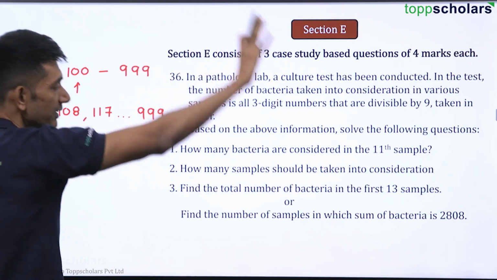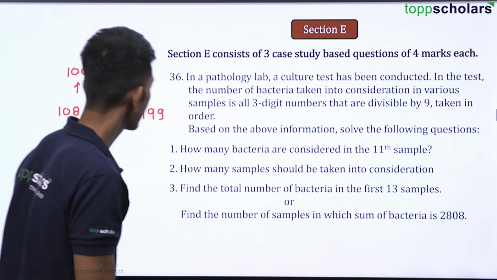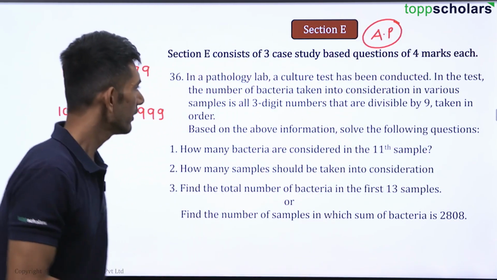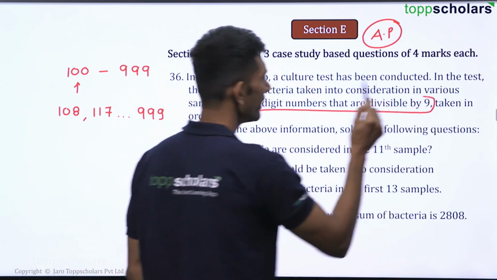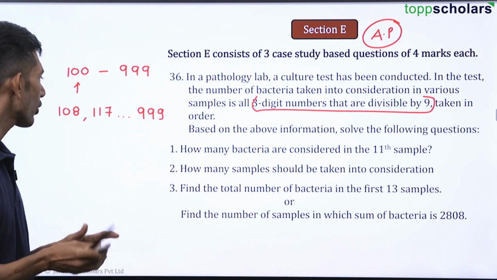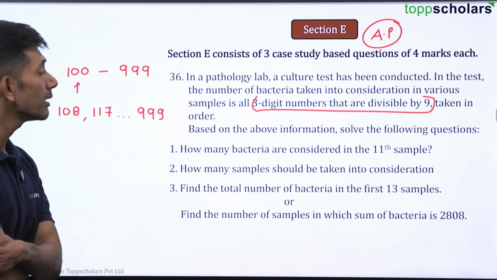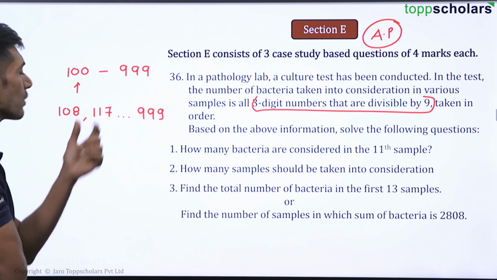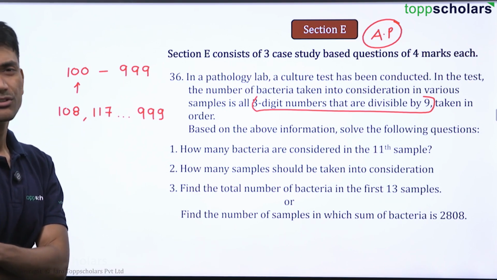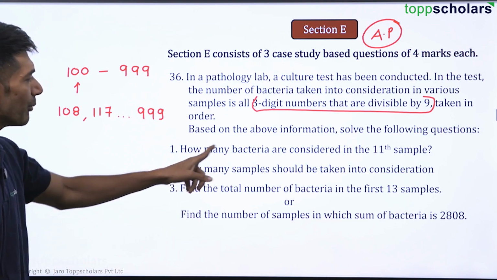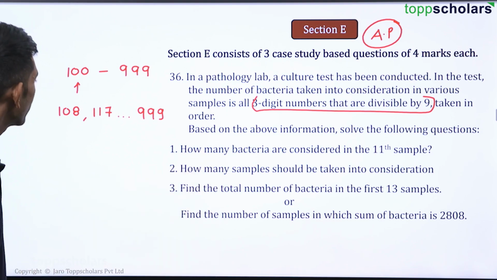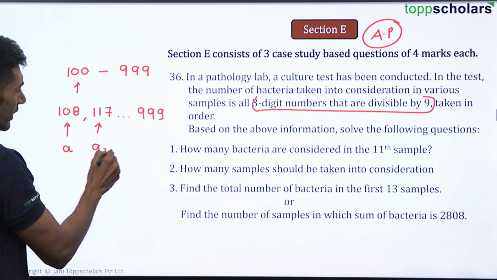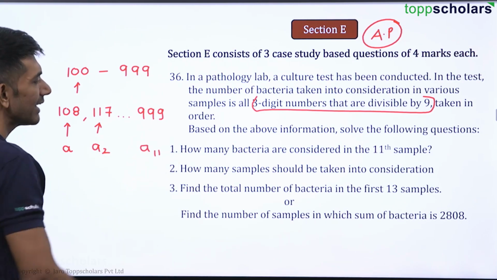So if you see, this entire case based question is based on arithmetic progression, because this information is enough for us to understand that here we are talking about all the 3-digit numbers divisible by 9, and that is nothing but the sequence where the difference between two consecutive terms is constant. The question says, how many bacteria are considered in the 11th sample? So this is the first sample, so we can consider this as A1. This is A2. For 11 samples, here we are supposed to find out A11.